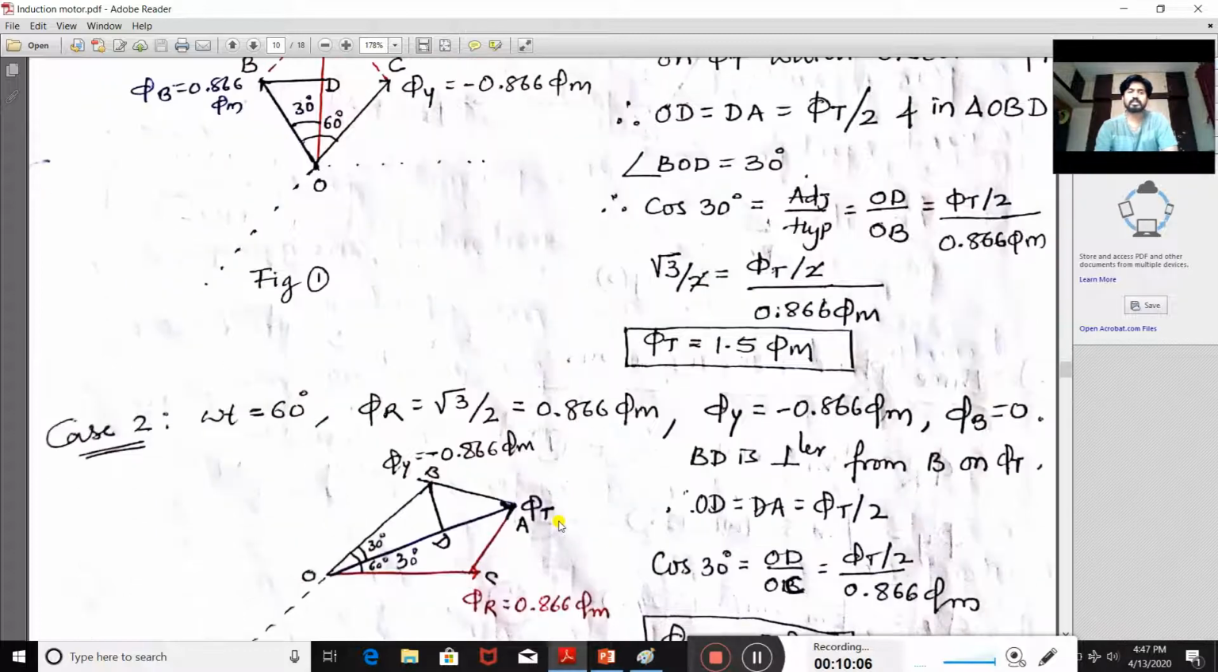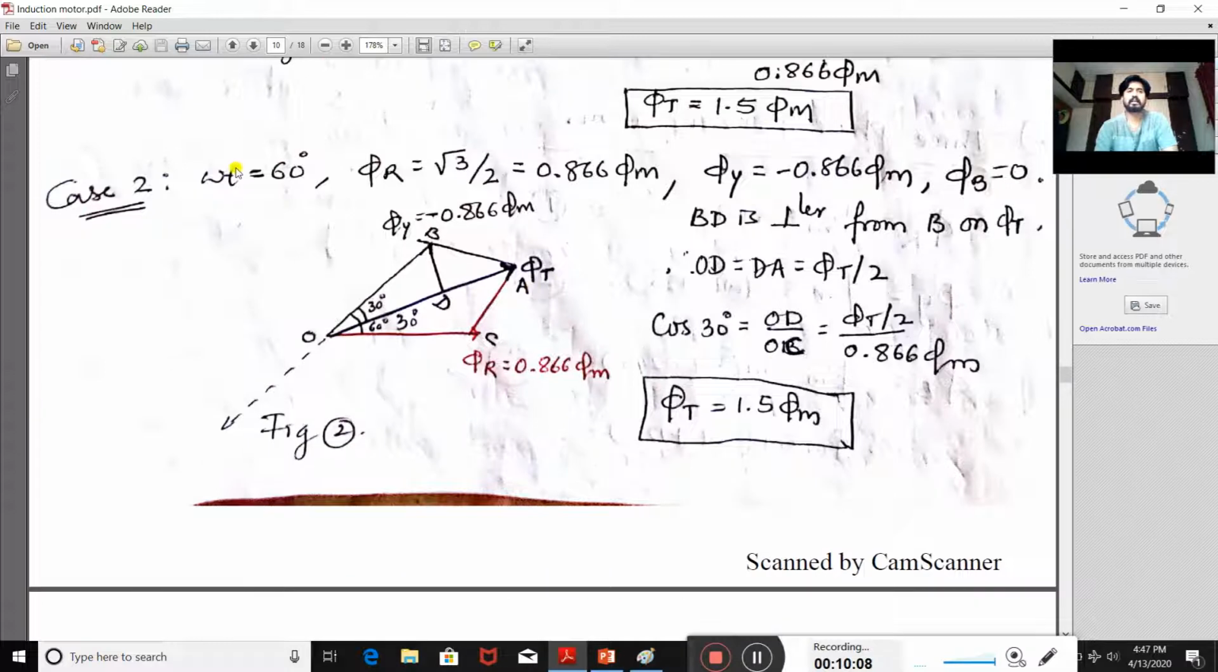Now next we will move to the second case. Here I will consider omega t equal to 60 degree. So phi r is equal to root 3 by 2 phi m, we are going to get. Why? Because sine omega t is sine 60, which is nothing but 0.866 phi m. And phi y is 60 minus 120, which is minus 60, again minus 0.866 phi m, and phi b is 60 minus 240, which is minus 180, so it becomes 0.